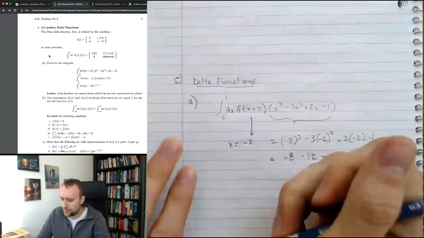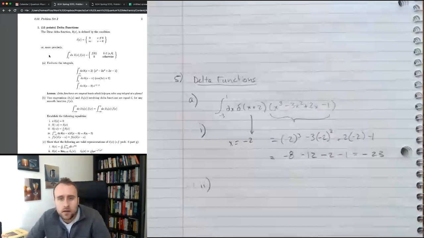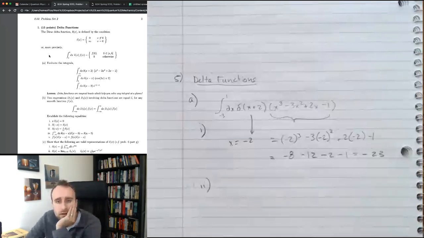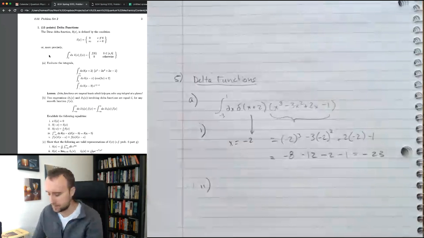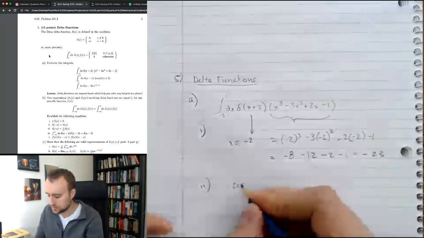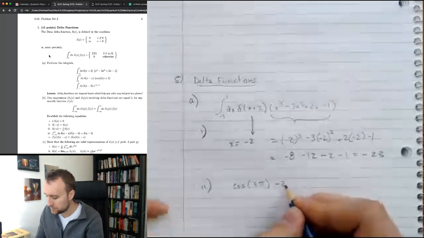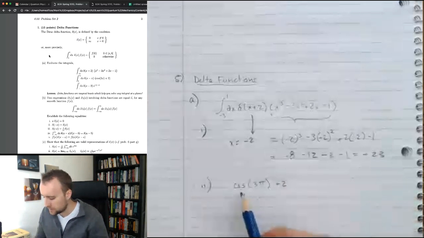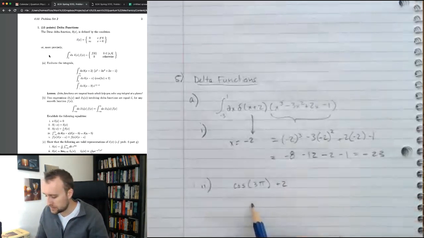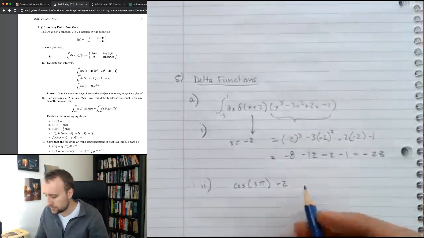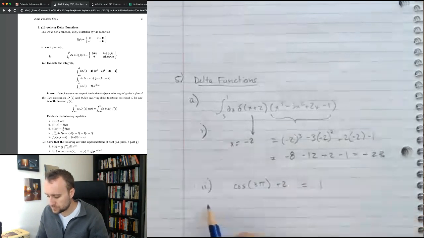And number 2, delta(x minus pi). So at pi, cosine of 3 times pi. So we want cosine of 3 pi plus 2. So cosine of 3 pi is negative 1, minus 2. This should be 1.